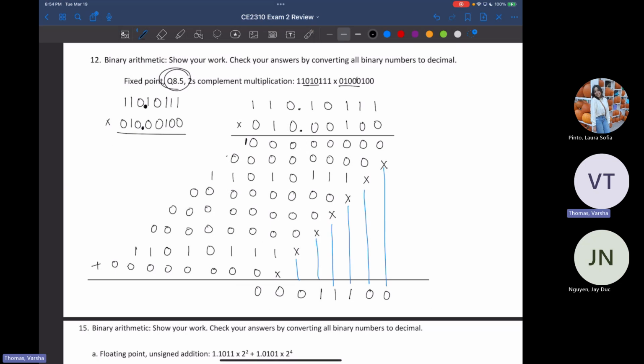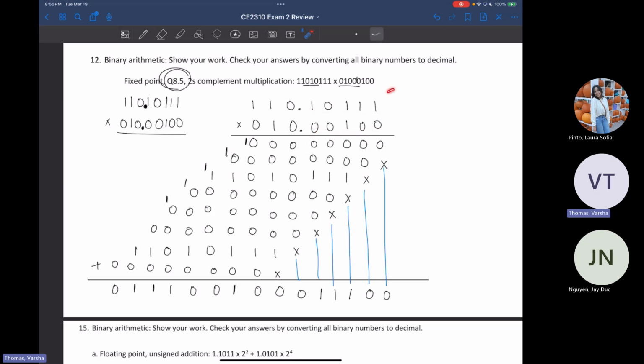So we have 0, carry the 1. We actually have now 1 plus 1 plus 1, so that means we have 1, carry 1. 1 plus 1 is 2, so that's 0, carry 1, 0, carry 1, 1, keep going, 1, 1, and then 0. So this is our answer.